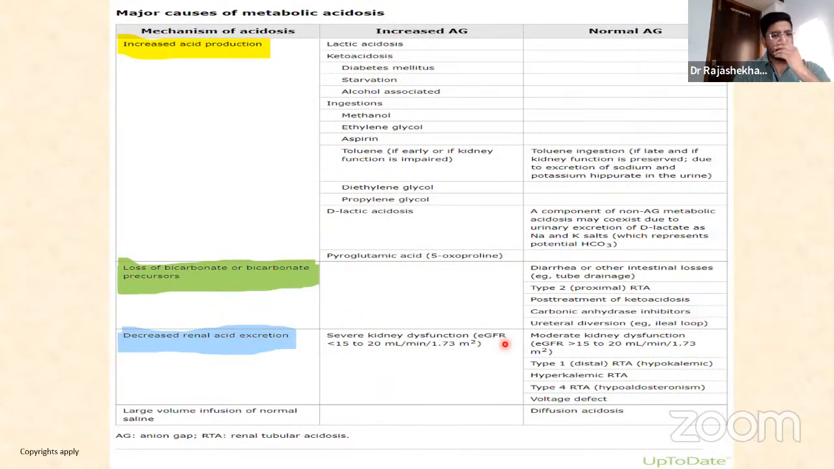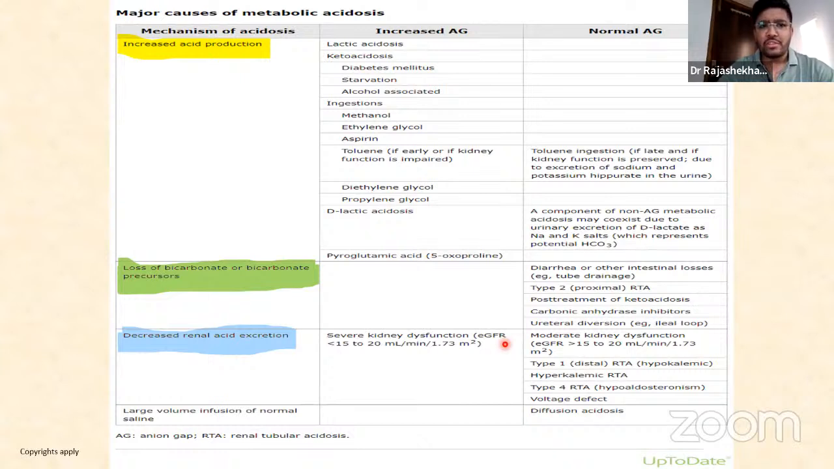Coming to the major causes of metabolic acidosis. This particular table, I have taken from UpToDate. Remember, this is one table which you should revise before going into any entrance exam, because a question is definitely going to come from this table.